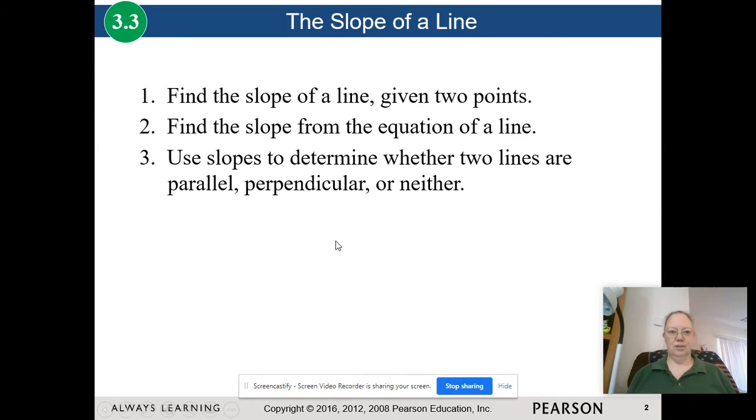All right, let's take a look at section 3.3, which is the slope of a line.